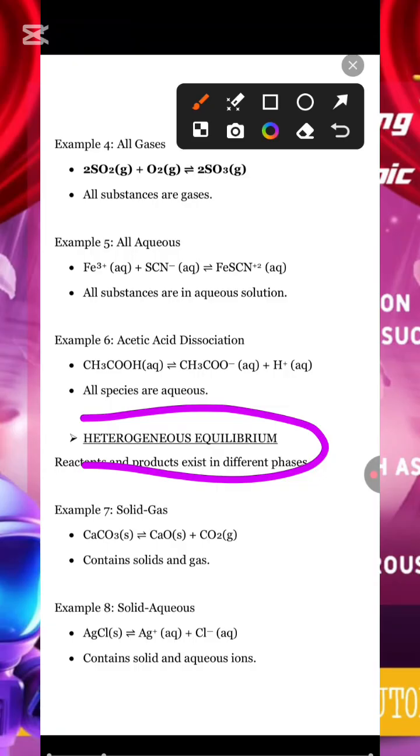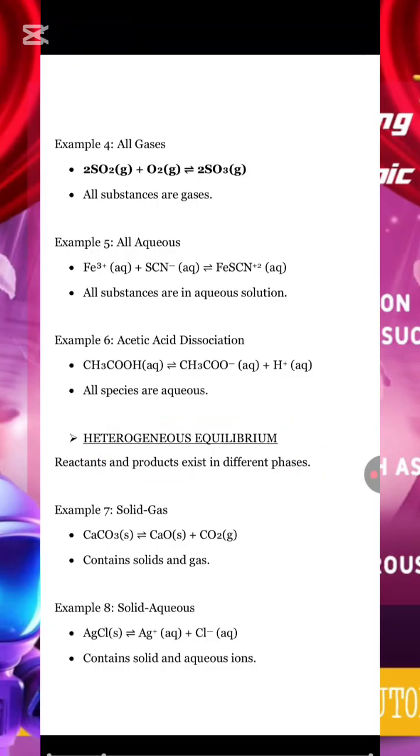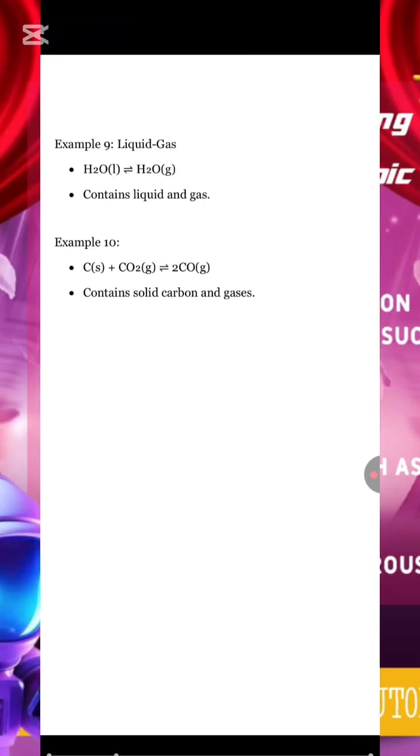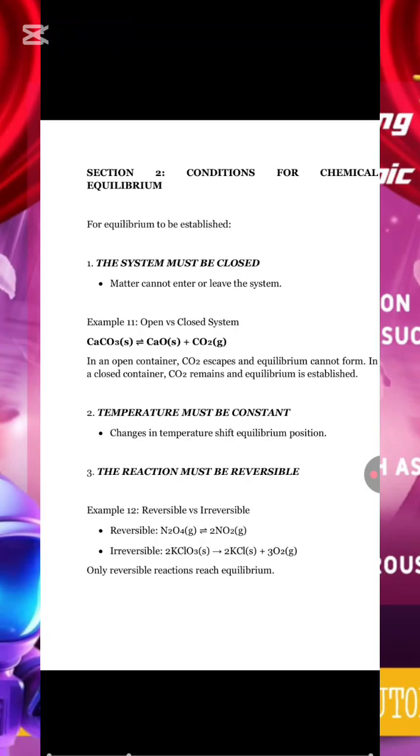The same thing is observed in example 8. You can see silver chloride is solid, the silver ion is aqueous, and the chloride ion is aqueous. The fact that all of them are not in the same phase means that it is heterogeneous equilibrium. The same thing is observed in example 9 and example 10. Now, that's for section 1.